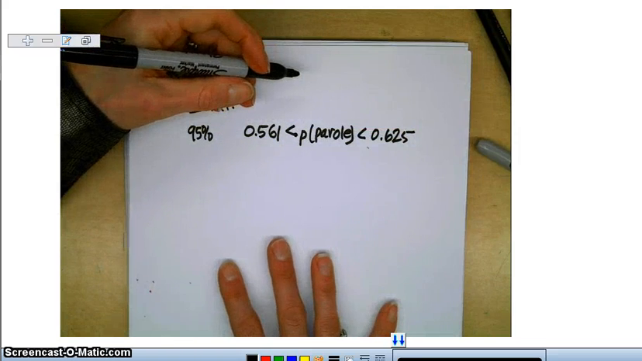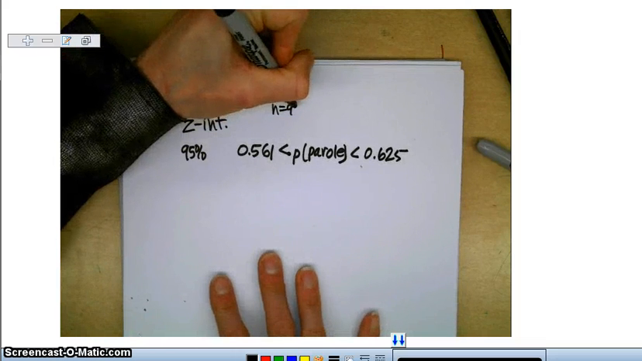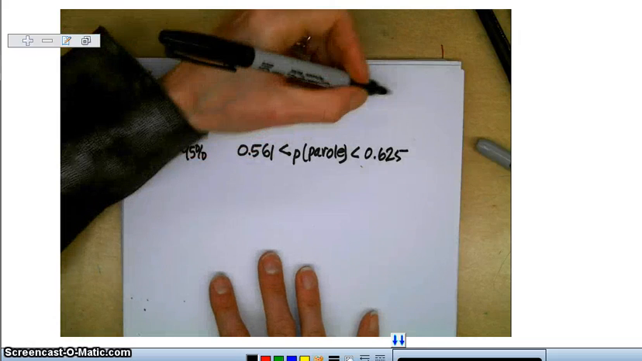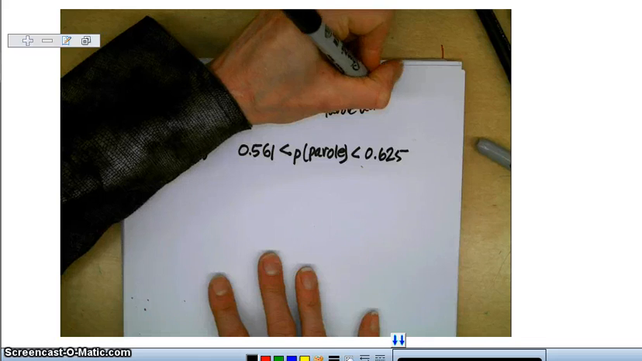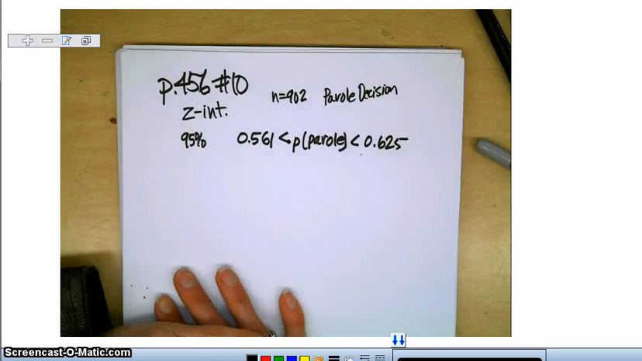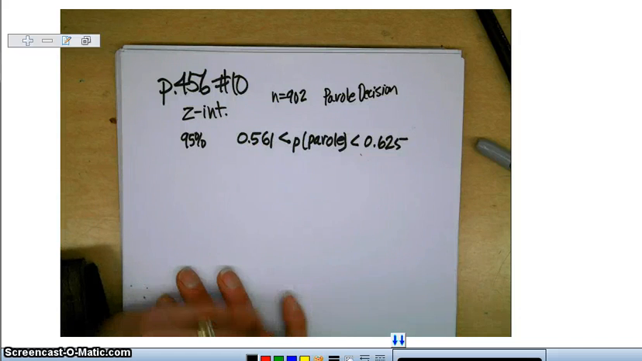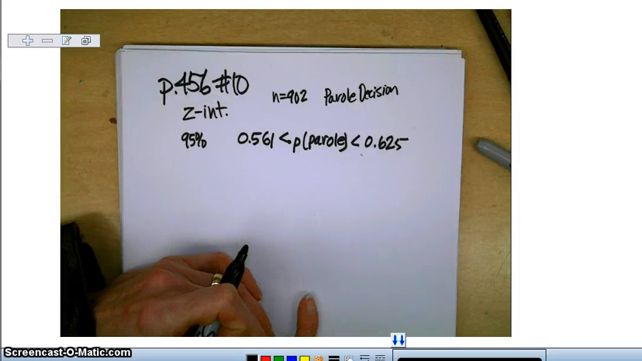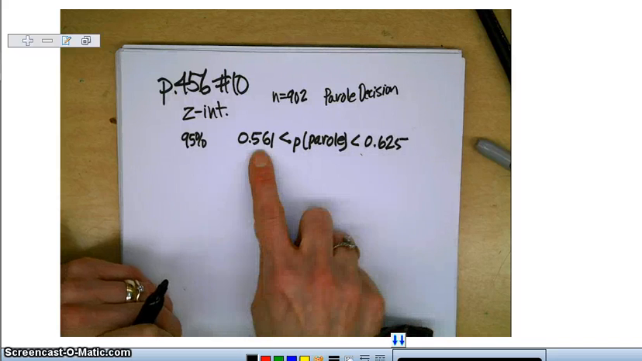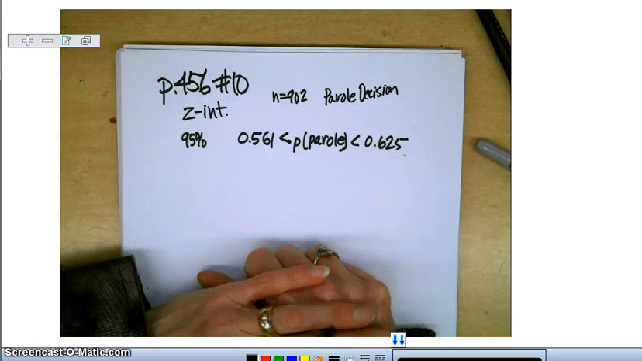And this is the, out of N is 902, out of 902 parole decisions. So in other words, people came before a parole board and they decided to grant parole or not. And so it looks like these, I'm guessing that this would be the percent of the parole cases that people got paroled. That's all we can assume here.